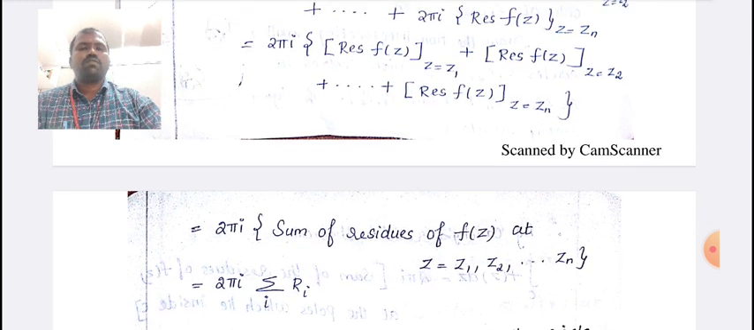This is the formula of the Cauchy Residue Theorem. Thank you for watching.